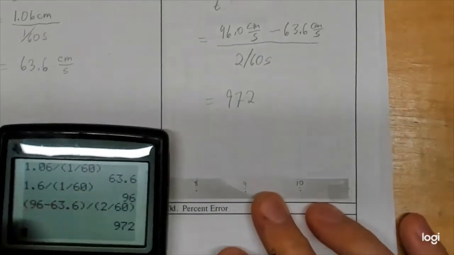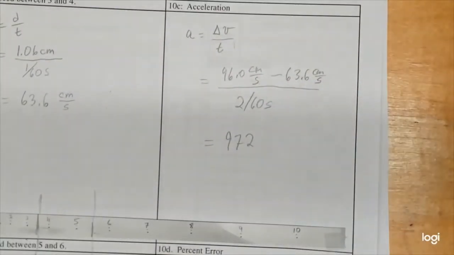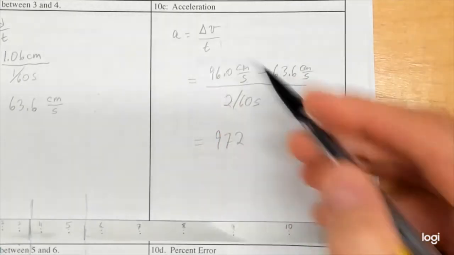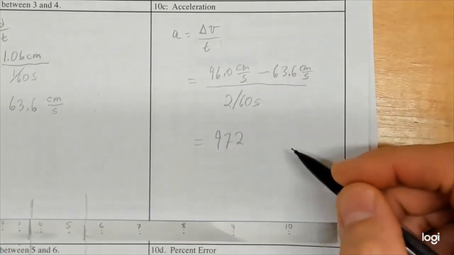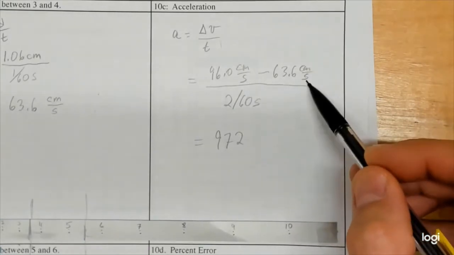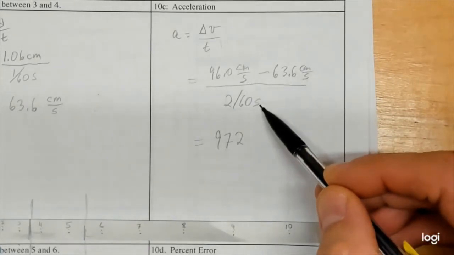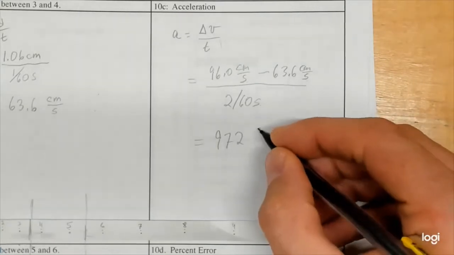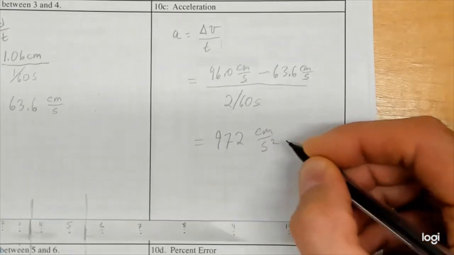Now, what are the units? Well, you might say acceleration is always meters per second squared. Well, usually. But look what we have here. We have centimeters per second on top, and we're dividing by seconds. What that gives us is centimeters per second squared.